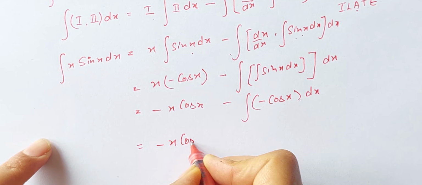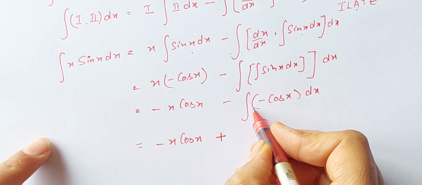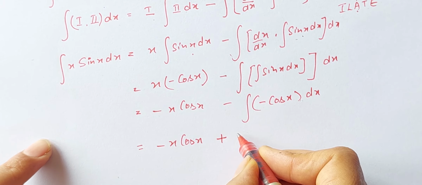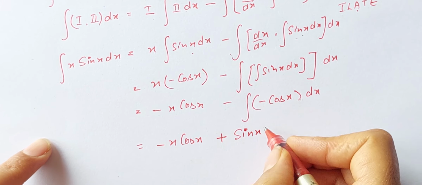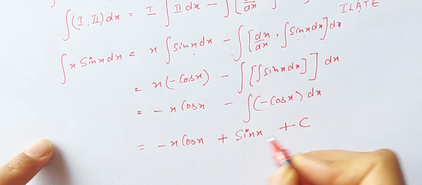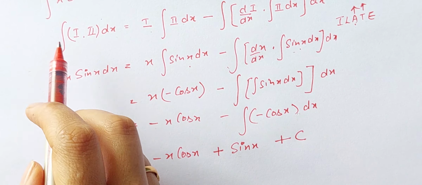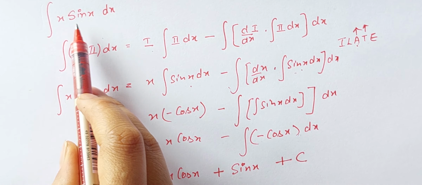Here, in the answer, the integration of cos x is minus, minus, plus, and integration of cos x is sin x, and now we will add c. So here we have the answer for the integral of x sin x dx.